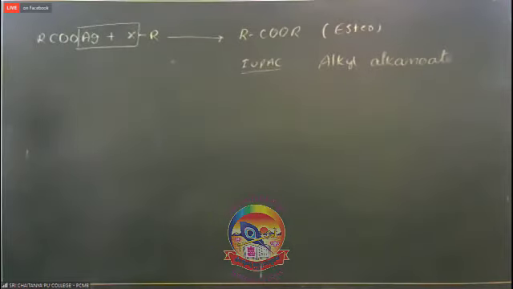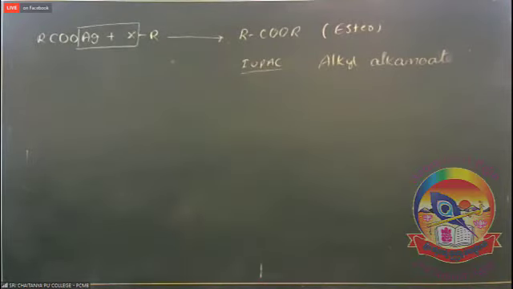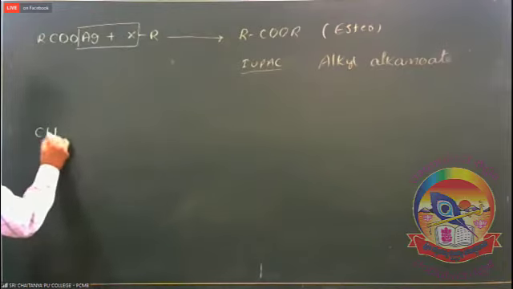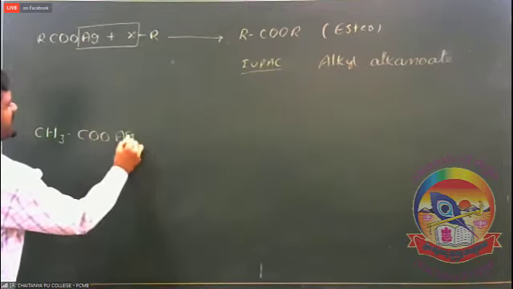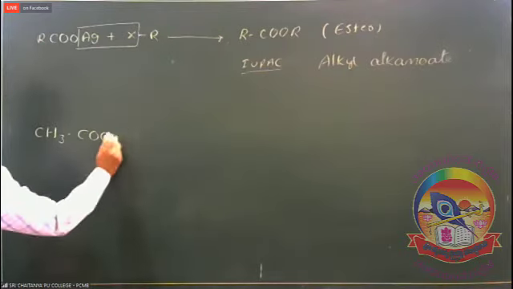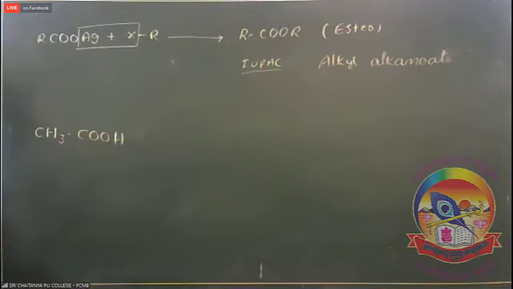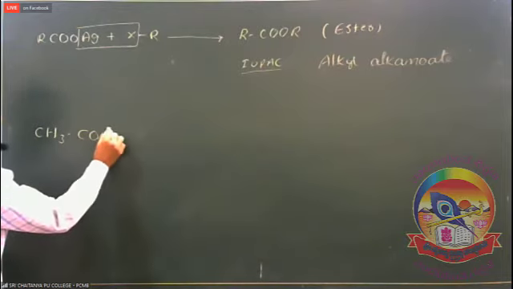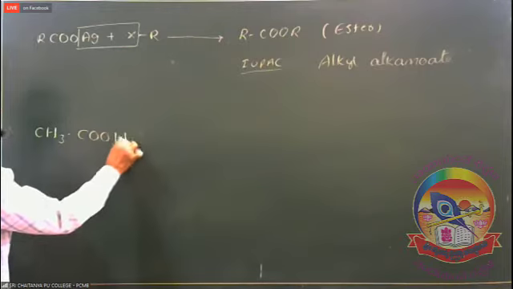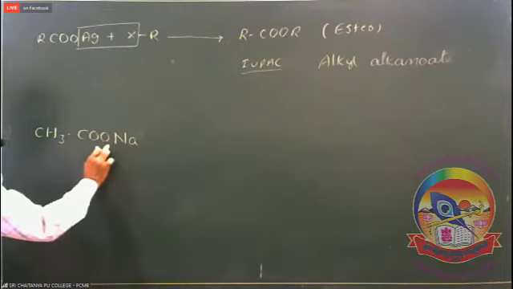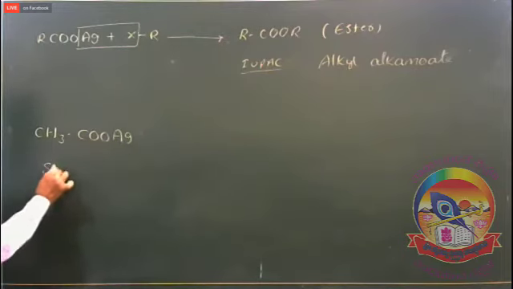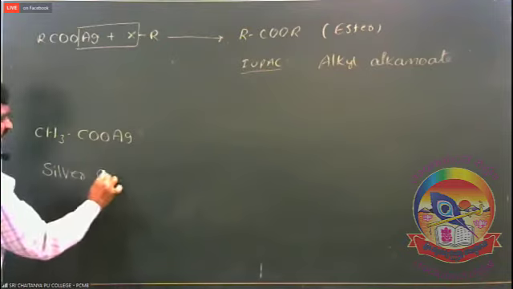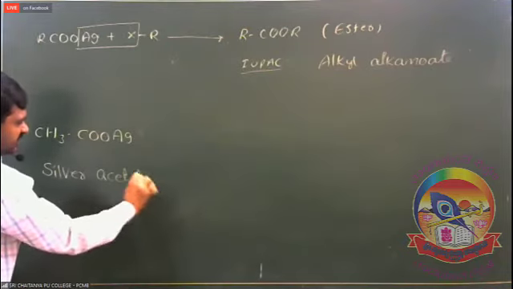CH3COOAg. What is the name of this compound? CH3COOH is acetic acid. In acetic acid, when the H plus ion is replaced, it is called acetate ion. If acetate ion is combined with sodium, it is called sodium acetate. If it is combined with silver, it is called silver acetate.